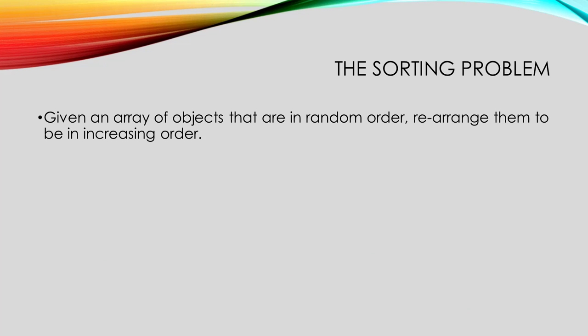This week, we're practicing writing methods by building sorting algorithms, and the first one we're going to build is bubble sort. The problem that we're going to use to study both writing methods and runtime analysis is the sorting problem. In this problem, you're given an array of objects that are in random order, and your code has to rearrange them to be in increasing order. It turns out that there are a lot of different algorithms for how to solve this problem, and they have different theoretical runtimes.